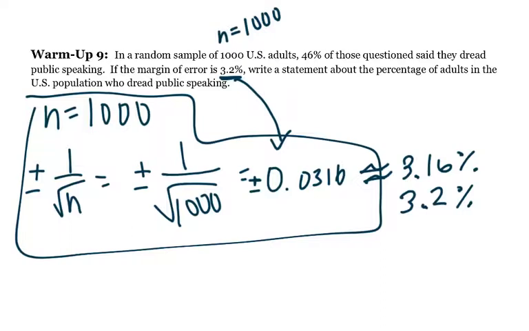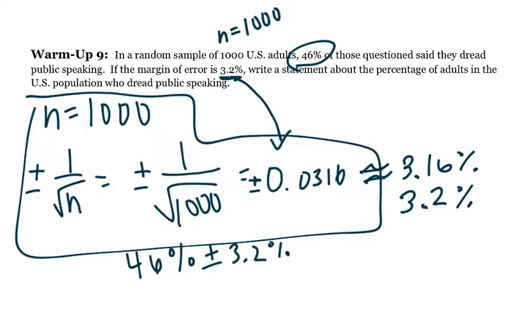We can also interpret the margin of error. In your question, you're going to be asked to do both. You're going to be asked to find the margin of error, and you're going to be asked to interpret it and write a statement about it. So essentially what we can say is we can take our percentage that we were provided and we can plus or minus the 3.2% to that.